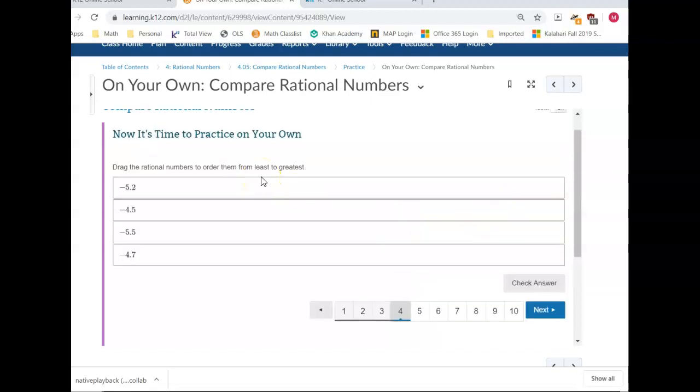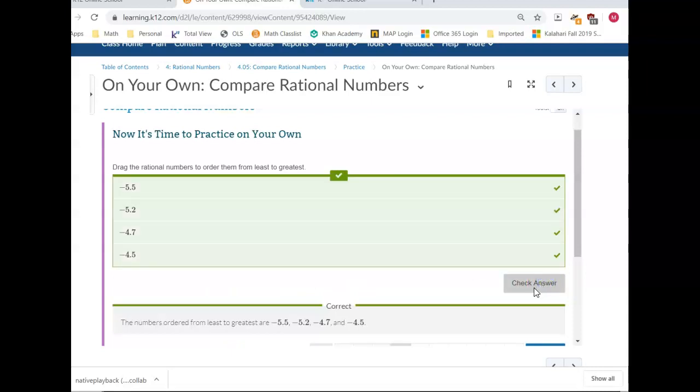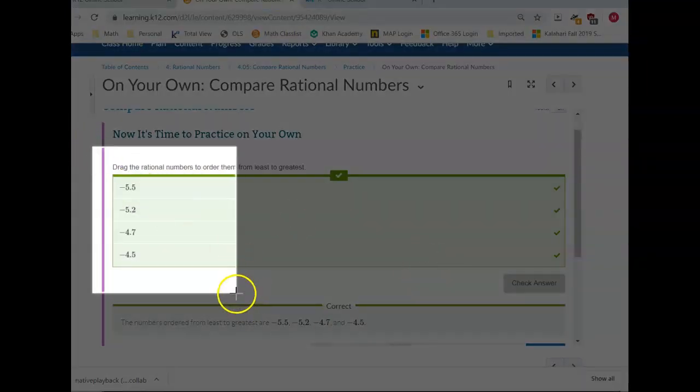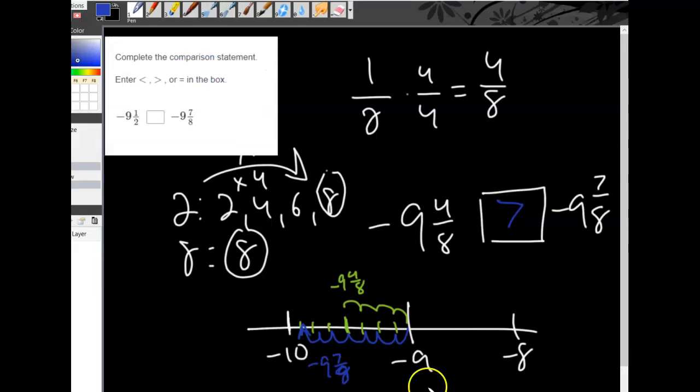Drag the rational numbers in order from least to greatest. Oh, they're all negative. So what do we have? -5.2, -4.5, negative. Let's see, I think -5.5 is the smallest. Then -5.2, then -4.7, then -4.5. Let's look at these on a number line. You might want to put these on a number line on your own.